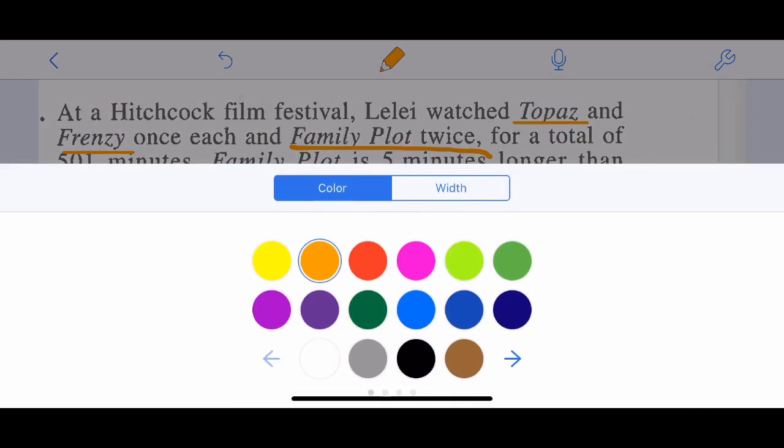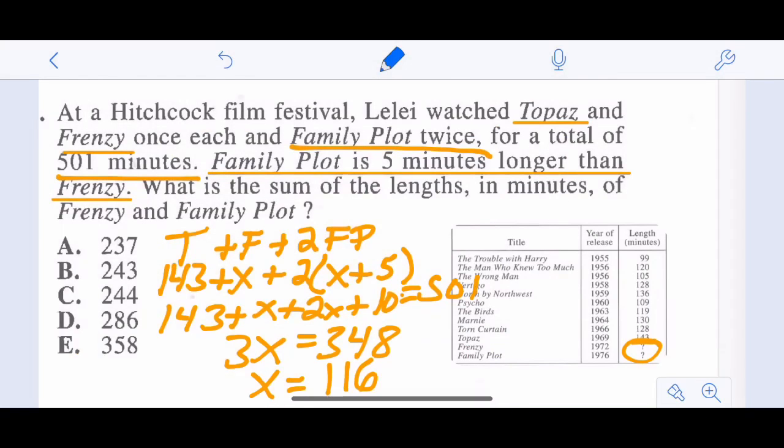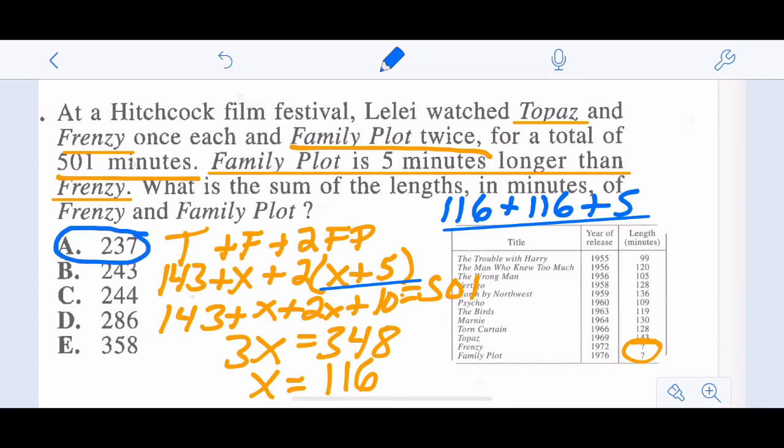So I'm going to change that. Let's change it to a different color. 116 is Frenzy. And then x plus 5, so Family Plot is also going to be 116, and then plus another 5. So 116 plus 116 plus 5 is 237, or A.